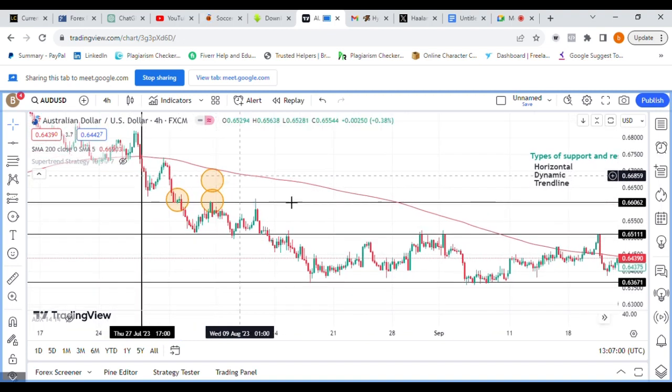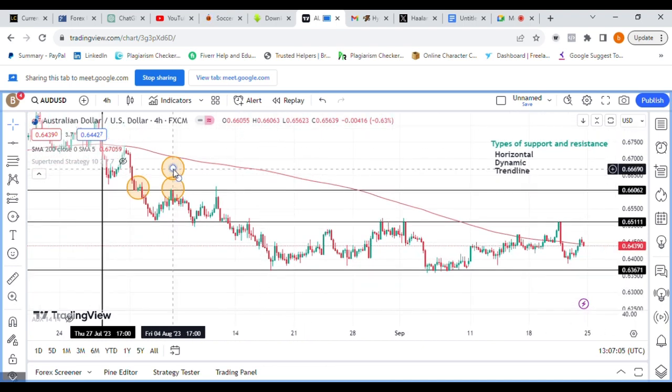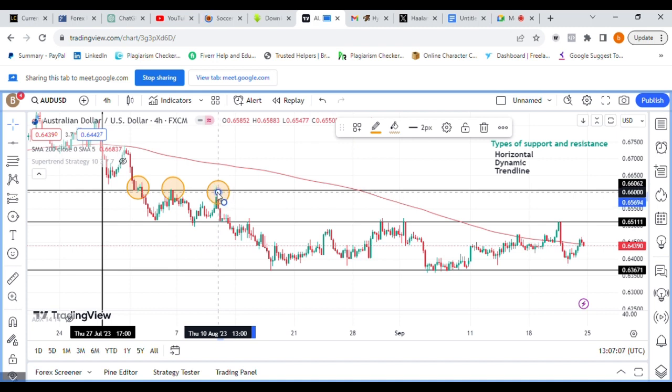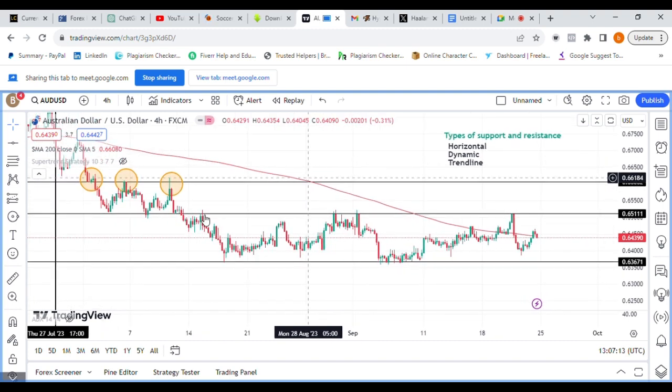Okay, this is another point. So these are three touches, so that makes that place a resistance. And here, same thing. This is another point here. Point one, point two, point three, point four. This is point one, point two, point three. So we are okay with this support and resistance, right?